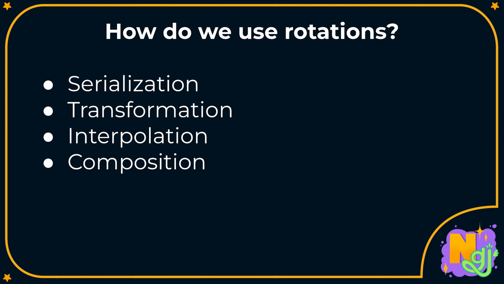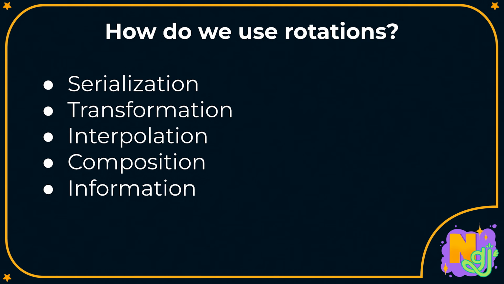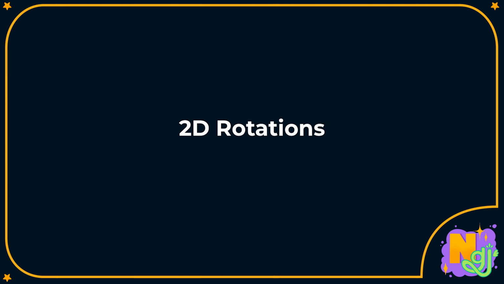And then composition is having rotations combined into a single rotation. And then also for information, because sometimes we store data in rotations that is used for something else. Like for example, angular velocity is something we sometimes store in rotation data structures. So if we want to figure out how we should store rotation data, these are the points and the metrics we can use to figure out if it's good at the thing that we want it to be good at. So let's start by looking at 2D rotations.